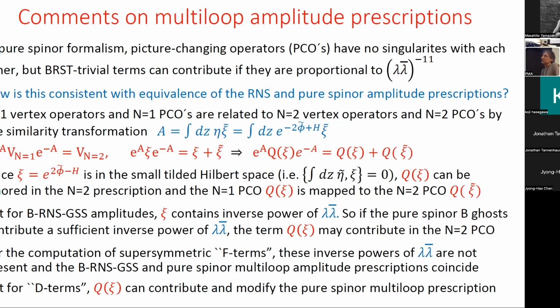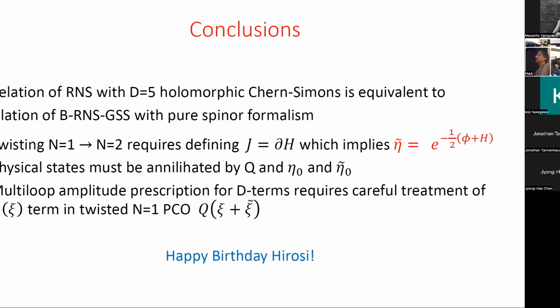And I believe that this Q of psi is going to help to compute these D terms, in the sense that we're going to have to carefully understand how they enter into the D term computations. That's essentially going to explain how to relate these multi-loop subtleties in the two formulas. Just to summarize, what I showed here is that the relation between RNS and D equals 5 holomorphic Chern-Simons, which you can compute as an n equals 1 theory, is equivalent to the relation of this RNS, GSS, n equals 1 worldsheet supersymmetric and spacetime supersymmetric version of the superstring with this n equals 2 version.